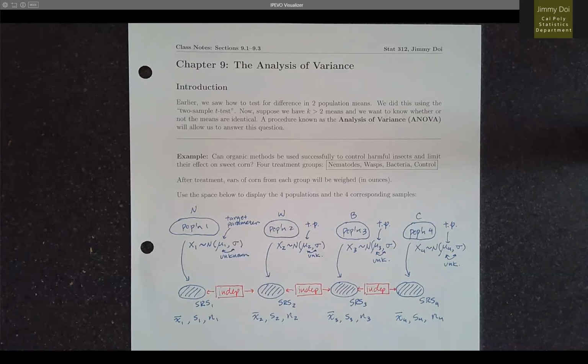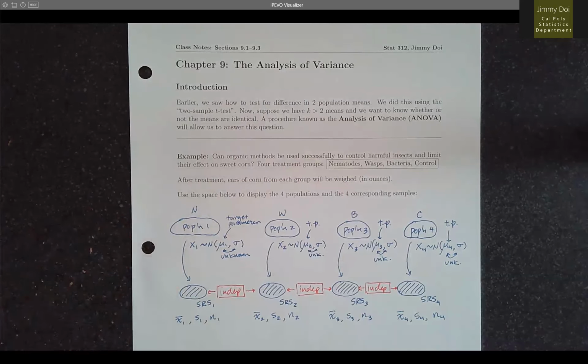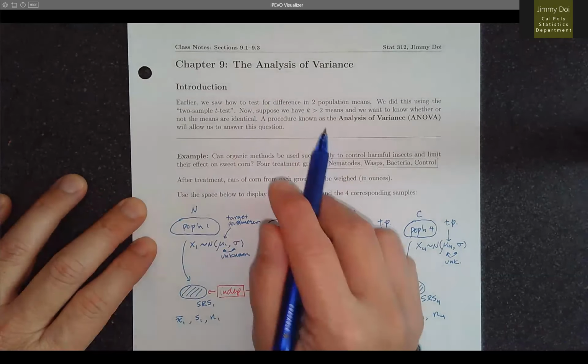We just got started with chapter 9. The last topic, actually, of this entire quarter is under this title of the analysis of variance. It actually goes into chapter 10, but it's really under the same umbrella. And what we're trying to do is compare multiple population means. That's basically what we're after here, and we're beyond two means.